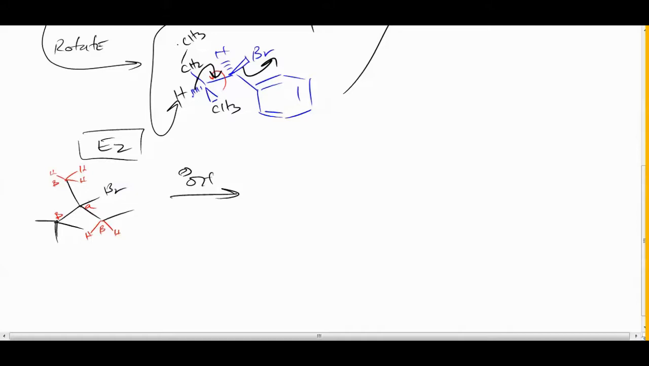Now when we have a base that's unhindered, what does that mean? It means that it's not sterically hindered. This one is sterically hindered because it has a lot of other groups. Oh, okay.